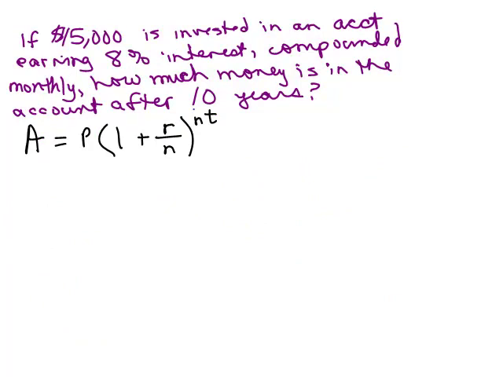So I want you to try this all on your own. Write down what your variables are for P, R, N, and T. Plug it in the formula and figure out how to enter all that in your calculator and compute.